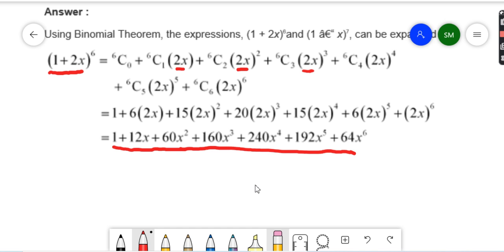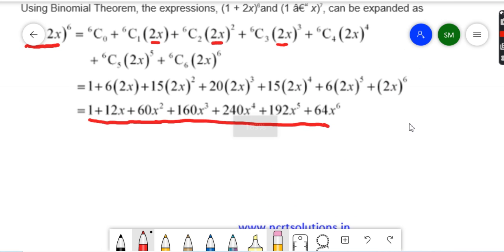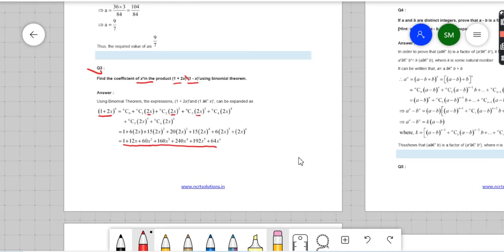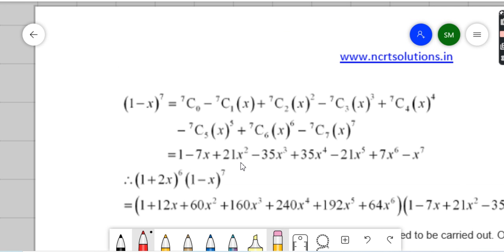Okay, similarly expand the second one, raised to 7. (1 − x) raised to 7. So let us expand it. 7C0, 7C1, 7C2, and so on, up to 7C7, and the power of x will increase 1, 2, 3, 4. Fortunately here it is 1, so I am not bothering about that one. And your expansion is 1 − 7x + 21x square − 35x cube, and so on, plus and minus alternately, that you know very well, that we already discussed before exercise 8.2.